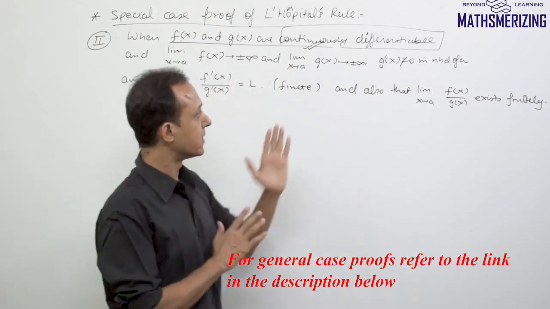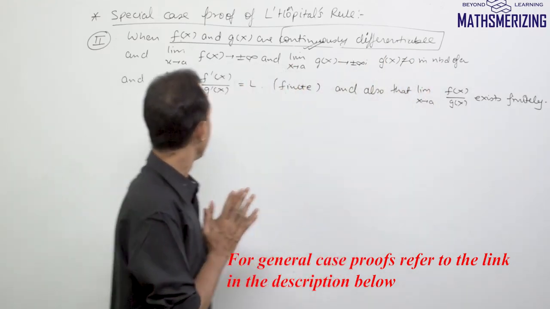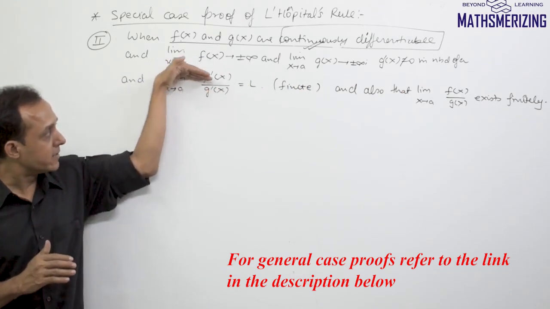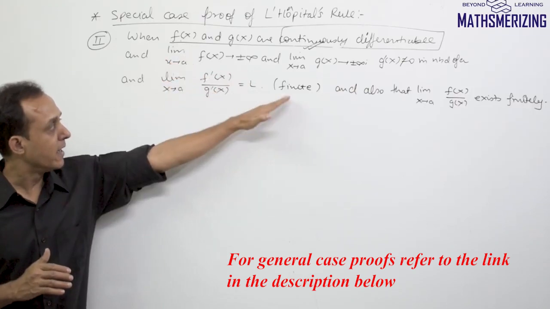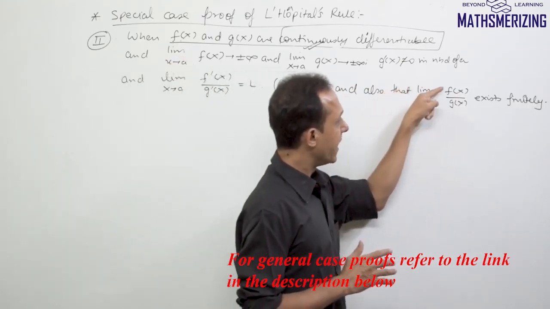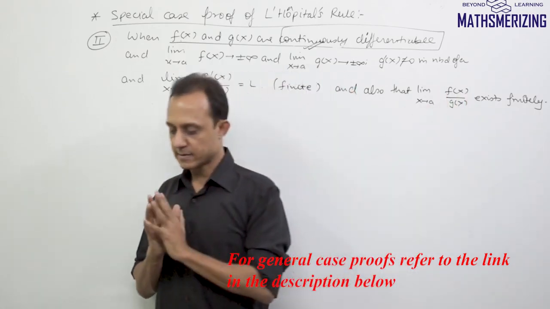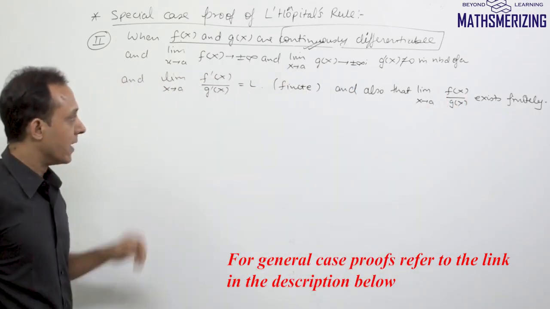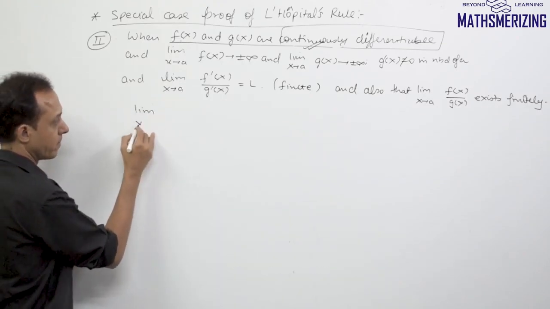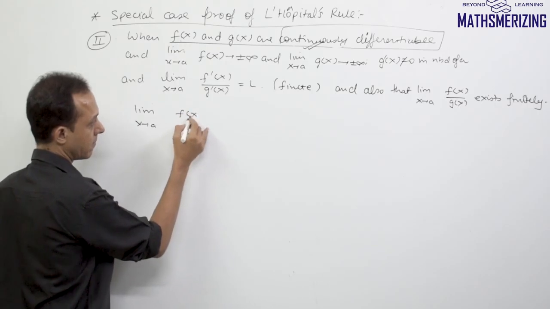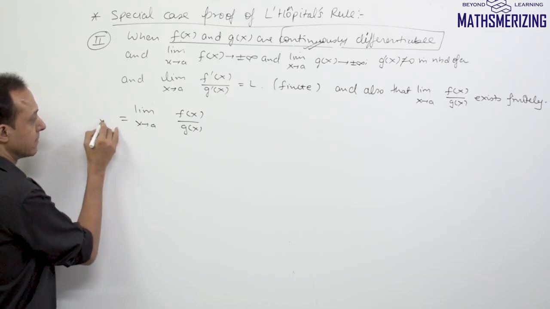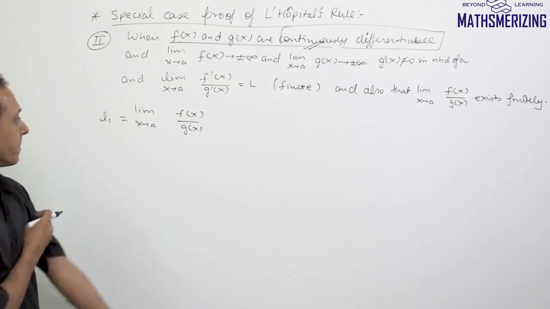g'(x) is unequal to 0 in the neighborhood of a, and limit x tends to a f'(x) upon g'(x) exists and exists finitely, and suppose the value is L. We'll also assume that limit x tends to a f(x) upon g(x) also exists finitely. So I'll start with limit x tends to a f(x) upon g(x), and suppose the value of this limit is L1.